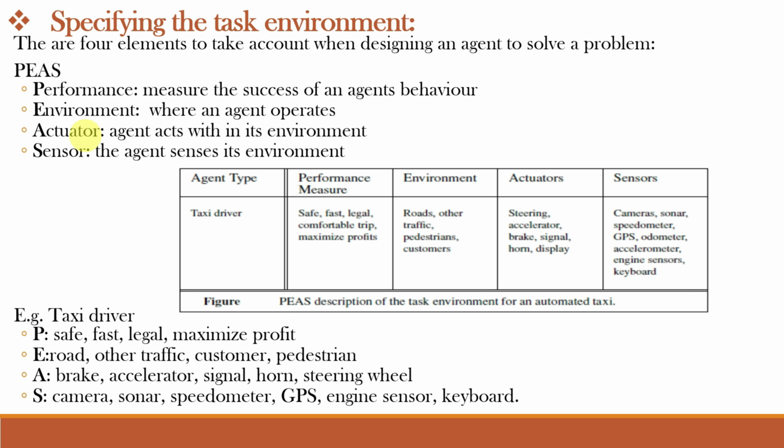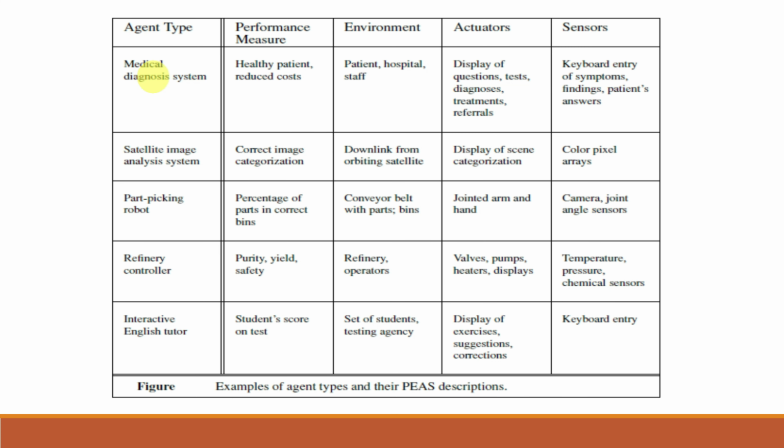Actuators or effectors identify the tools the agent uses to interact with the environment. For the taxi, this includes the steering wheel, the accelerator, the brakes, the communication systems, etc. And sensors define what the agent needs to perceive the environment or to take the input from the environment. Okay, for taxi, sensors include cameras, speedometers, GPS, etc. So this is the PEAS description for the intelligent agent, automated taxi or car. Okay, and this slide shows examples of a few more intelligent agents or AI systems and their PEAS descriptions.